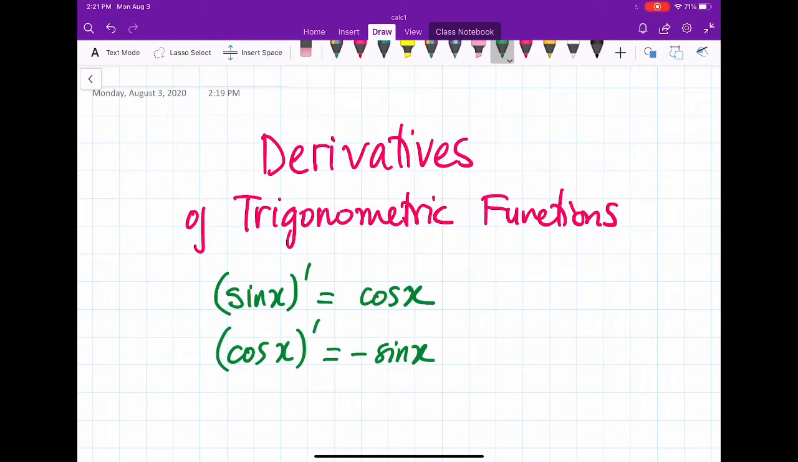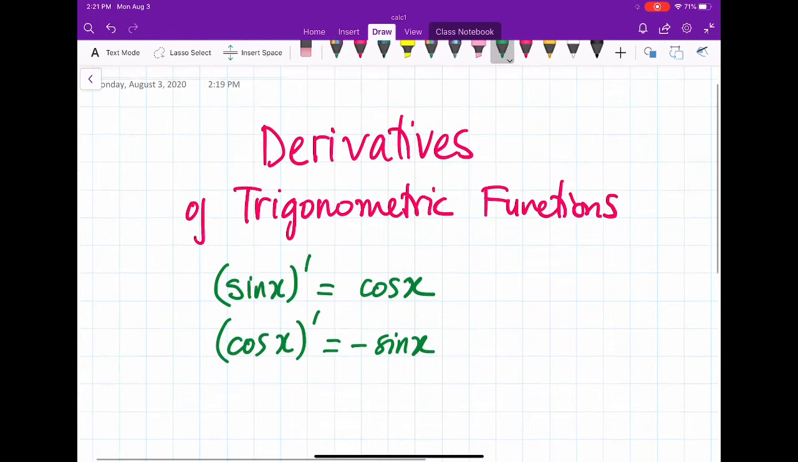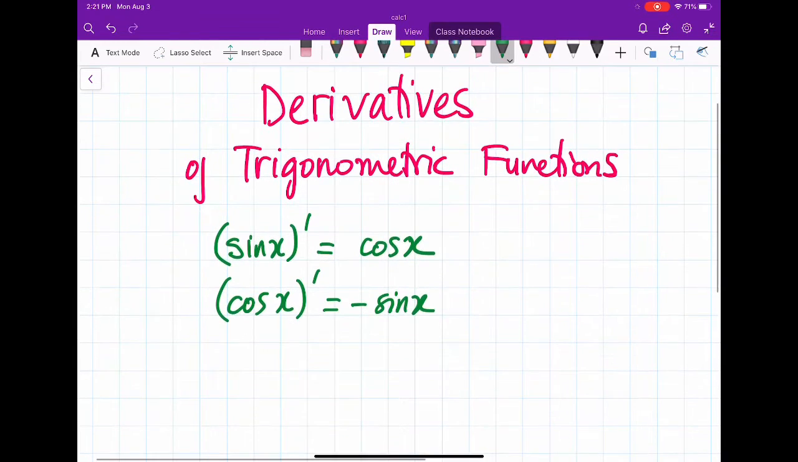Hello, in this video we study derivatives of trigonometric functions. Let's start from two basic functions, sine and cosine. Let's accept that the derivative of sine is cosine and the derivative of cosine is negative sine. You can see the proof in the textbook, and actually proofs are not difficult at all.